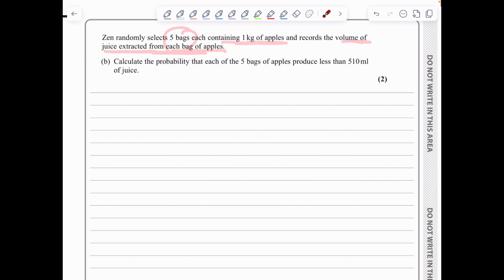Now Zen randomly selects 5 bags, each containing 1 kilogram of apples, recording the volume of juice extracted from each bag of apples. We need to calculate the probability that each of these 5 bags will produce less than 510 milliliters of juice. The probability of J being less than 510 is 1 minus the probability of J being greater than 510, which was the answer to part A. So this is 1 minus 0.3446, which gives an answer of 0.6554, which is the probability of 1 bag giving us a volume of juice of less than 510 milliliters.